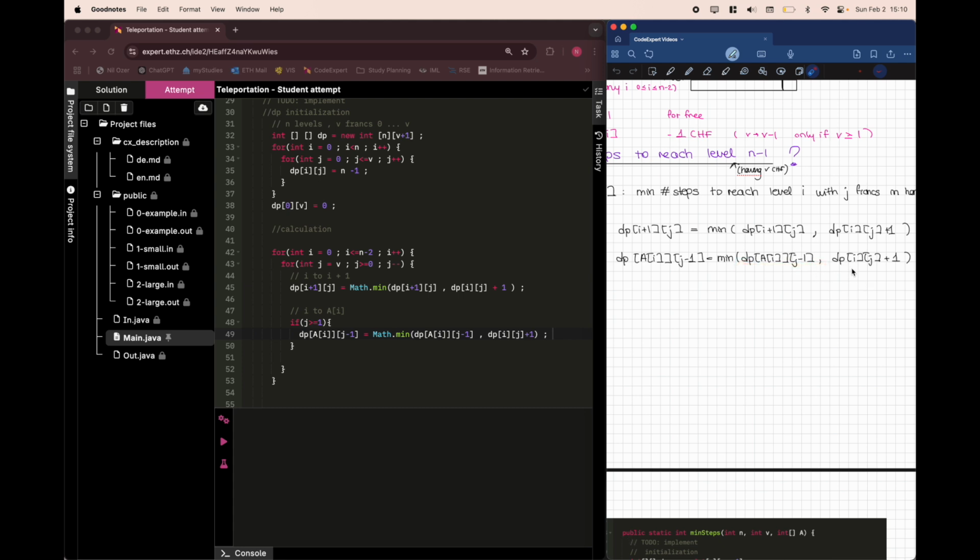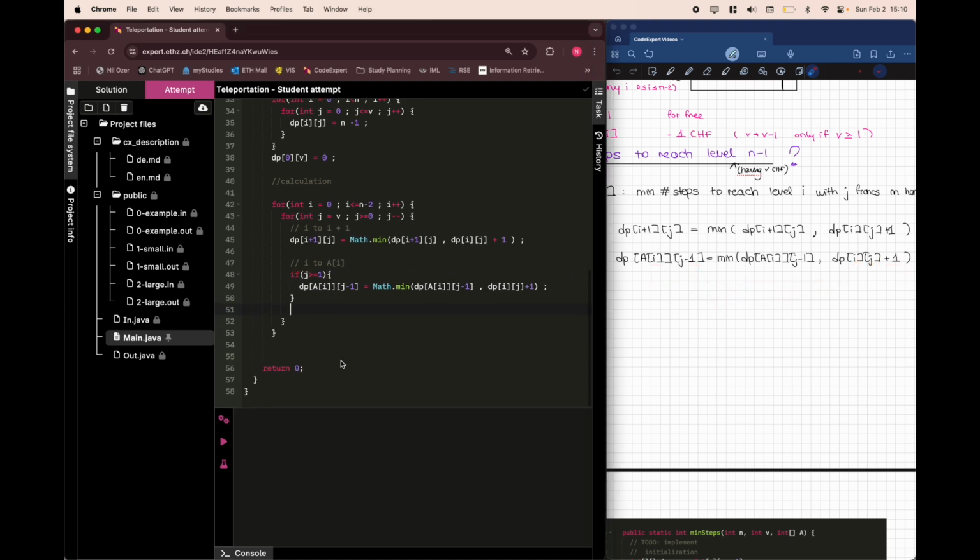And we also check going from level I with a teleportation to level A of I. During that teleportation, you take 1 step, it counts as a step, but you also buy this with a franc, right? That's why now we have j minus 1 francs on hand, okay? And to buy this teleportation, you need to have at least 1 franc. That's why we check it here.